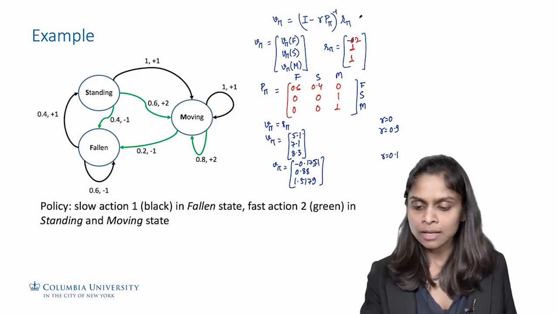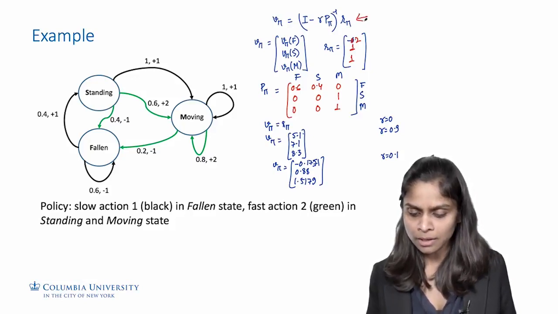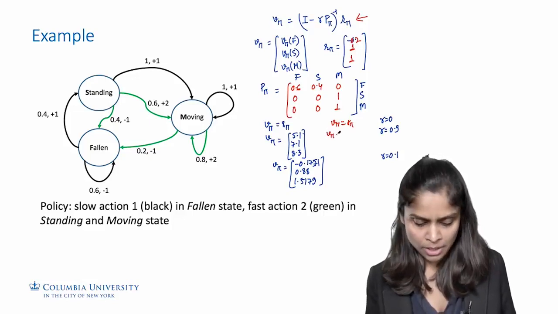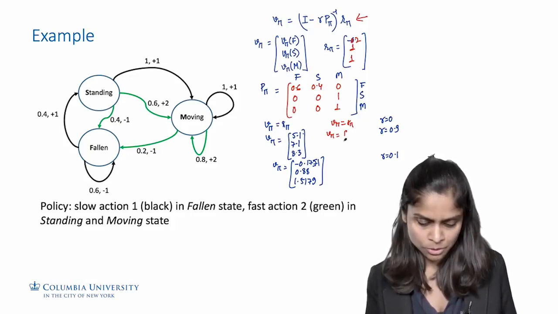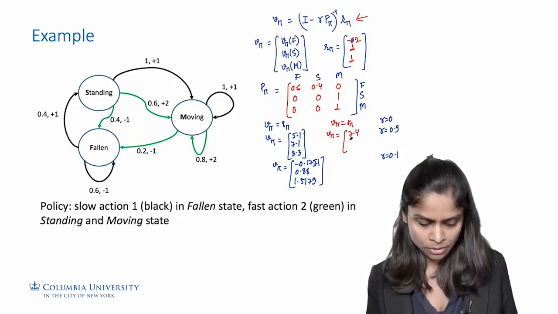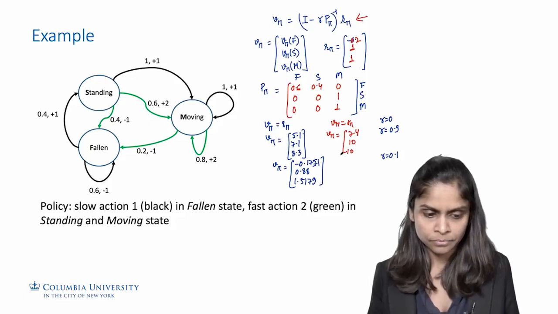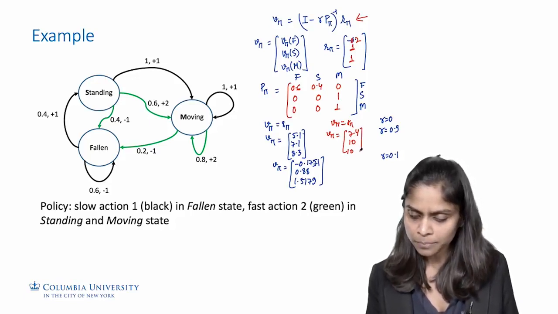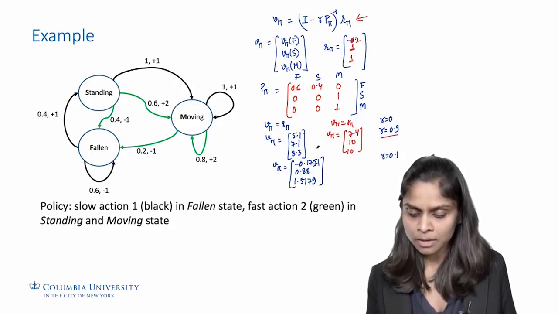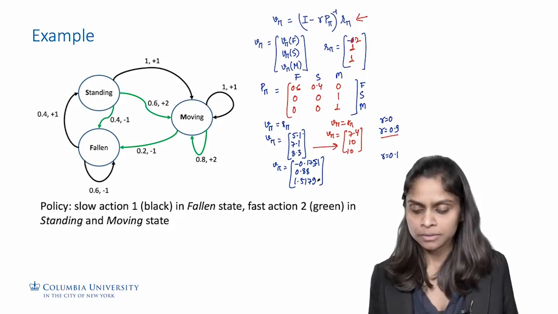Now if I again calculate v pi using this formula, the numbers turn out to be different. Again, for gamma equals 0, it's simply the new r pi. For gamma equals 0.9, it turns out to be 7.4, 10, and 10, which means that when we took a slow conservative action, actually for large gamma, it's better to do that.